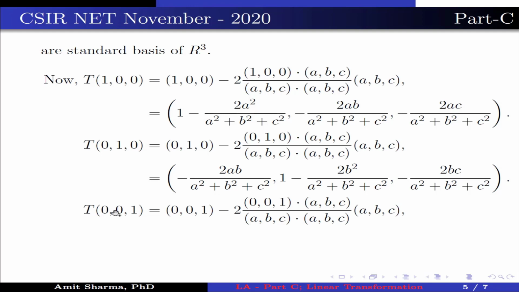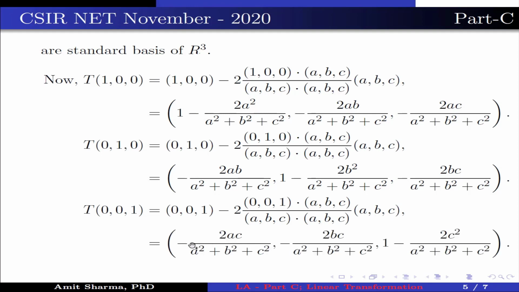Now the transformation of (0, 0, 1) is equal to (0, 0, 1) minus 2 into inner product of (0, 0, 1) with (a, b, c) divided by inner product of (a, b, c) with (a, b, c) into (a, b, c), which is equal to (minus 2ac divided by a square plus b square plus c square, comma minus 2bc divided by a square plus b square plus c square, comma 1 minus 2c square divided by a square plus b square plus c square).